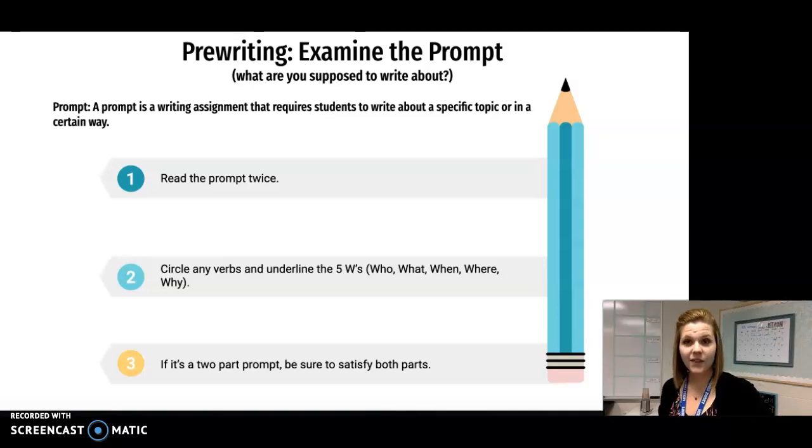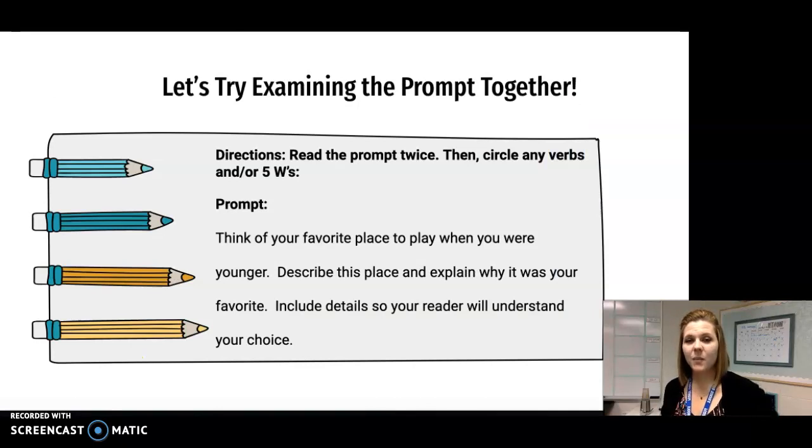As an example, on this next slide, I have given a potential prompt. Now, this is not a prompt that you actually have to write an essay for. I just wanted us to practice examining the prompt together. So, the directions say, we need to read the prompt twice. Then we'll circle any verbs and/or the 5 W's. So our prompt says, think of your favorite place to play when you were younger. Describe this place and explain why it was your favorite. Include details so that your reader will understand your choice.